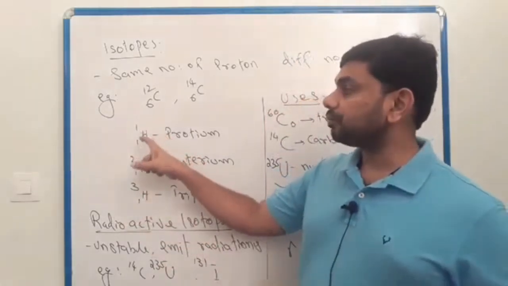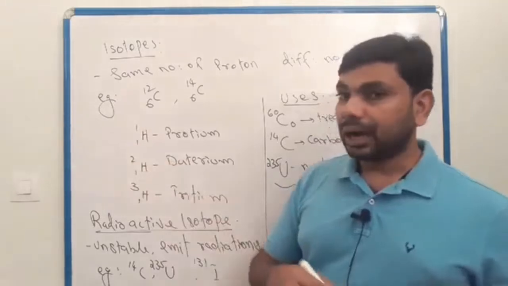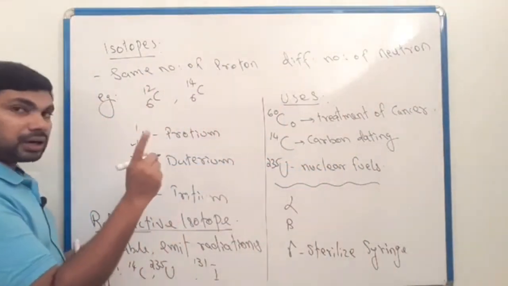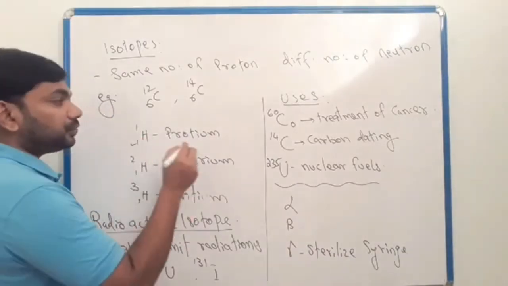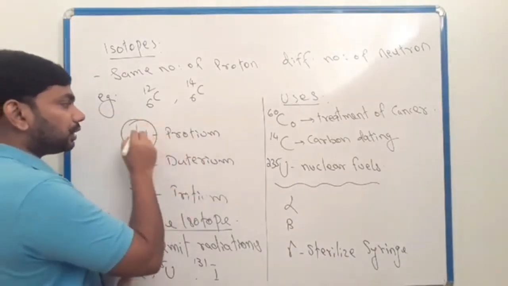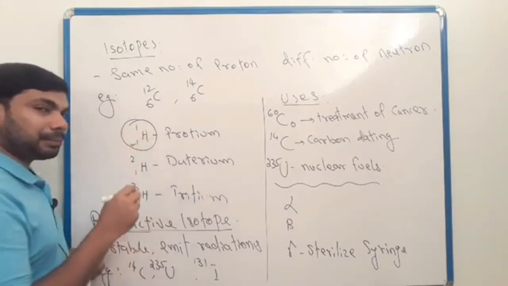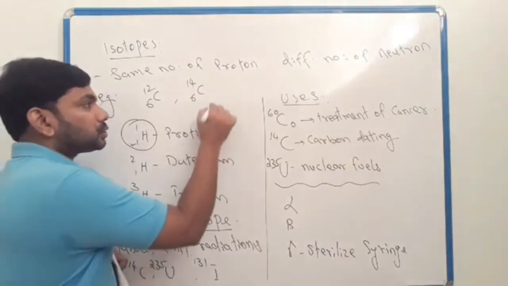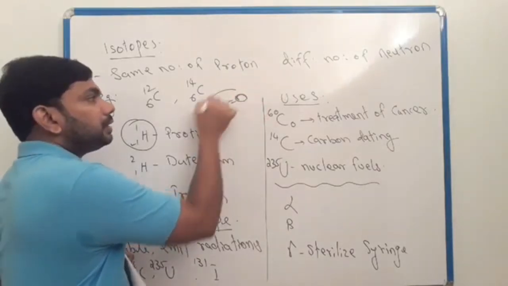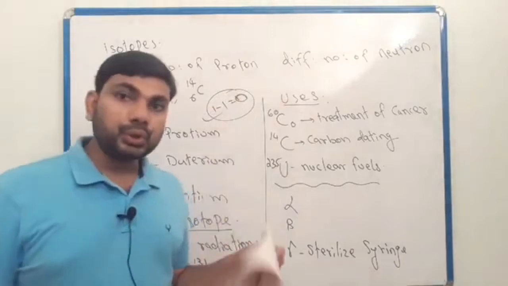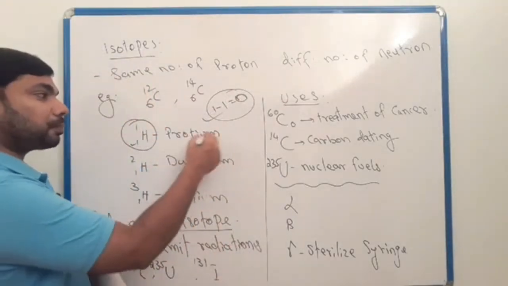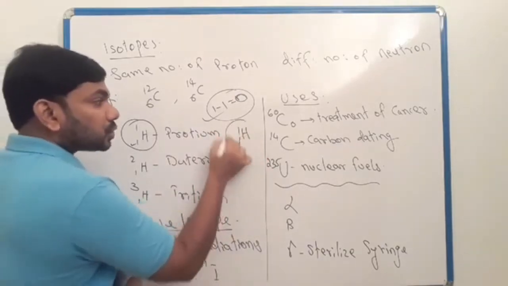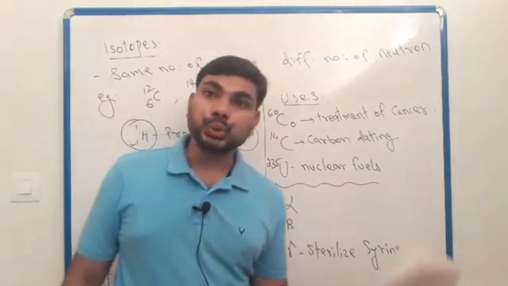Look here, H-1, number of proton 1. We know hydrogen atomic number is 1. So number of electron 1, number of proton 1. But the number of neutron, we know how to find: mass number minus atomic number. Only for hydrogen, atomic number and mass number are the same. Okay, so 1 minus 1, the number of neutron will be 0 for protium. Generally we represent hydrogen as H-1. So in this hydrogen atom, there is no neutron.